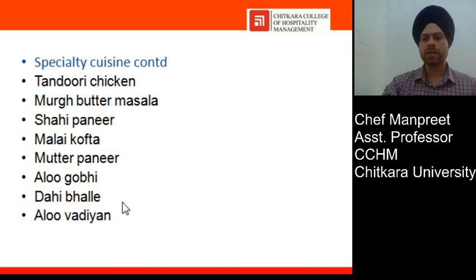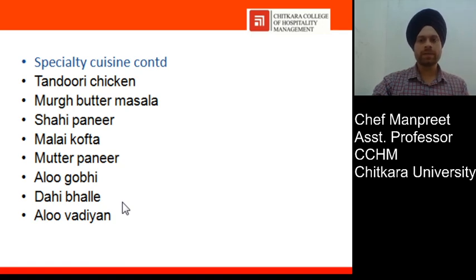Dahi bhalle is a roadside eatery dish, and it is very famous all around Punjab and all around India also. Bhalle are basically dumplings prepared with sabut maki dal, which should be soaked, and the outer skin removed. We make a pithi of it, then fry it, and then soak it in dahi for softening.